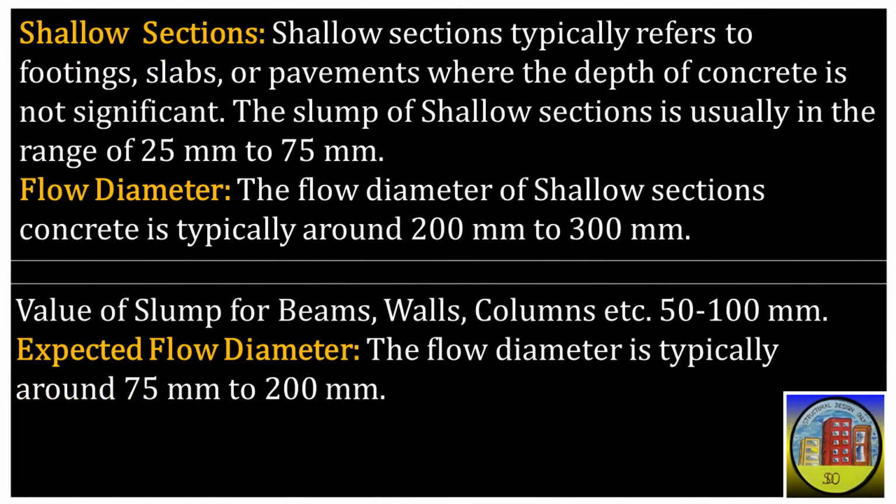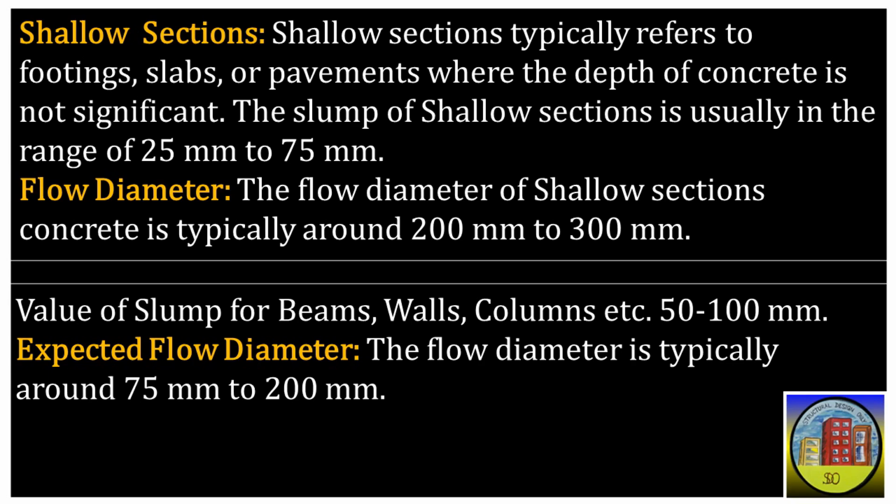Shallow sections typically refers to footings, slabs, or pavements where the depth of concrete is not significant. The slump of shallow sections is usually in the range of 25 mm to 75 mm. The flow diameter of shallow sections concrete is typically around 200 mm to 300 mm.